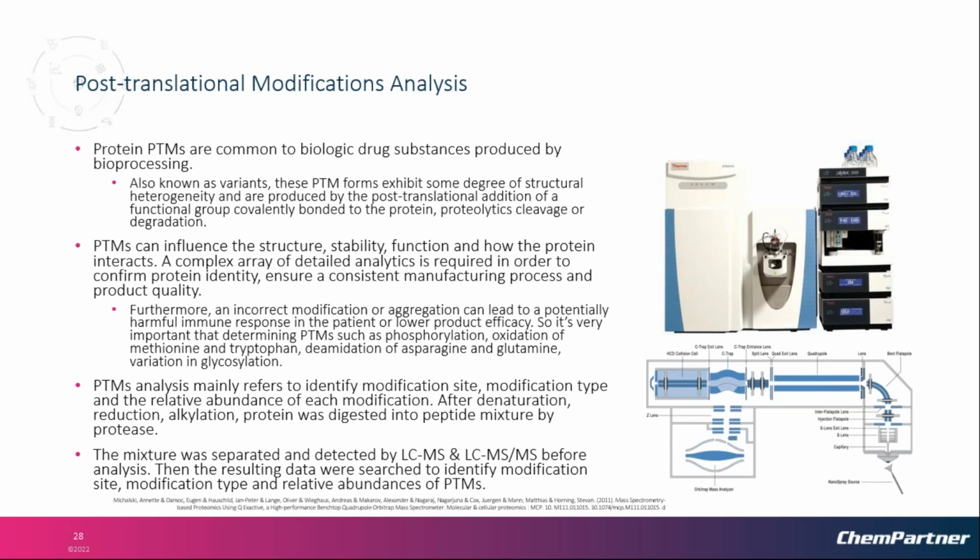Deamidation is one PTM type. Protein PTMs are common to biologic drug substances produced by bioprocessing. PTM analysis mainly refers to identifying the modification site, modification type, and the relative abundance of each modification.